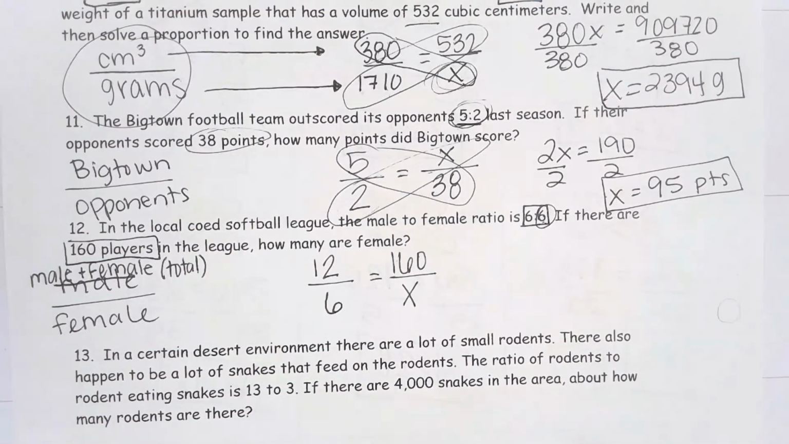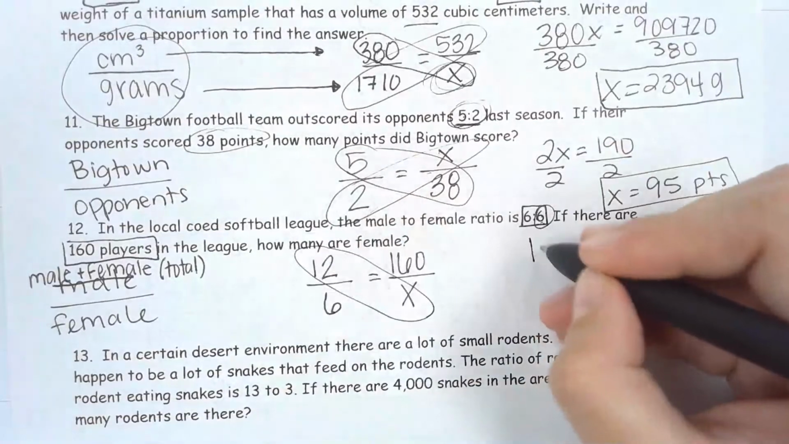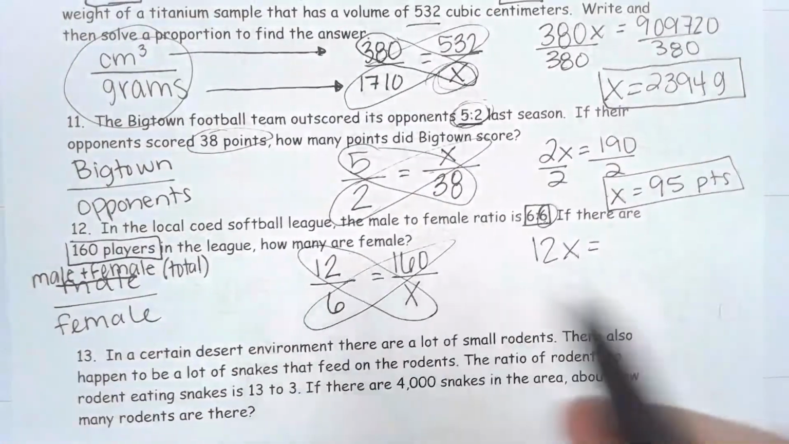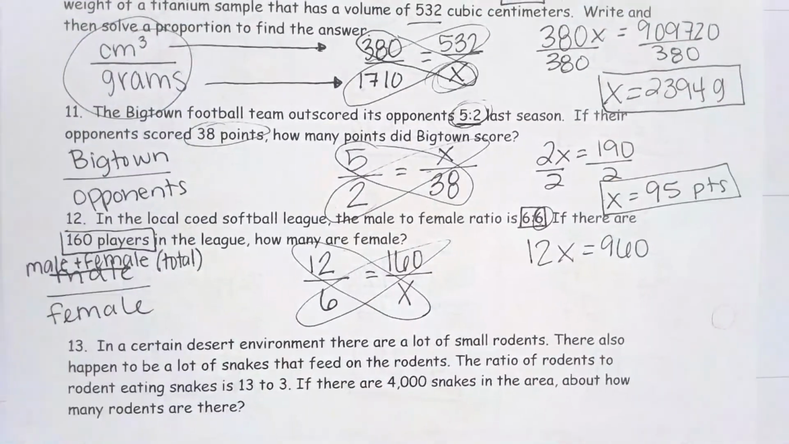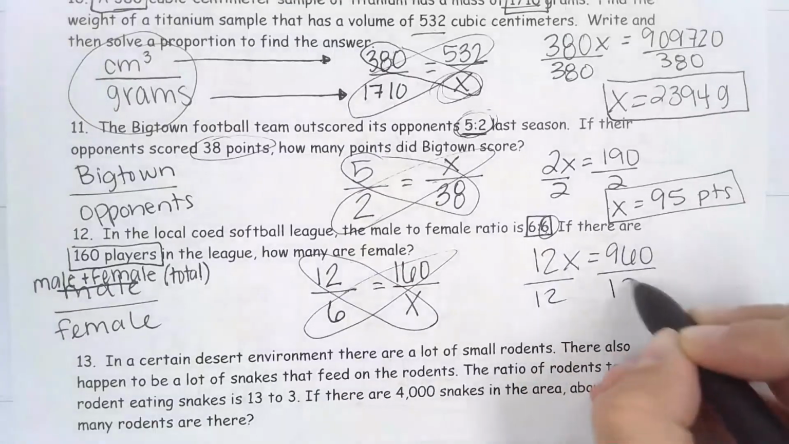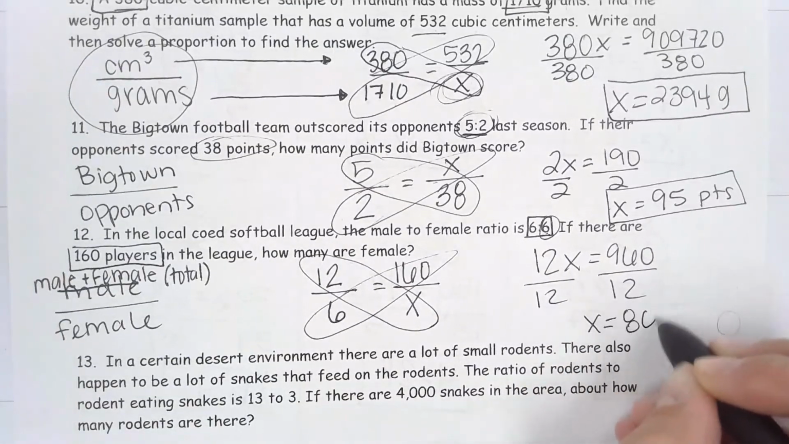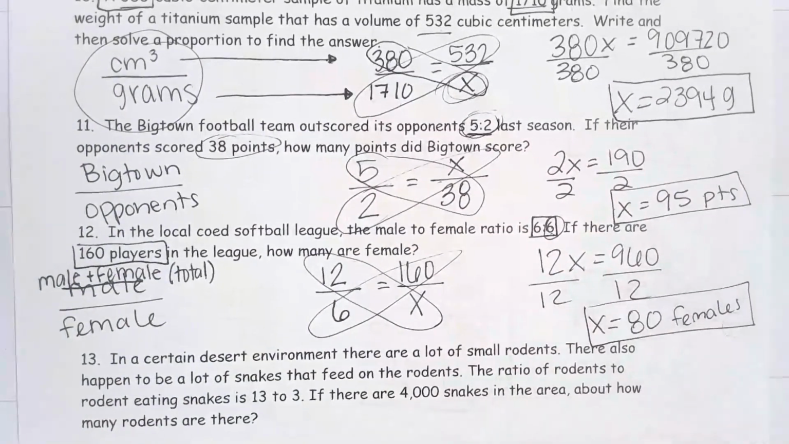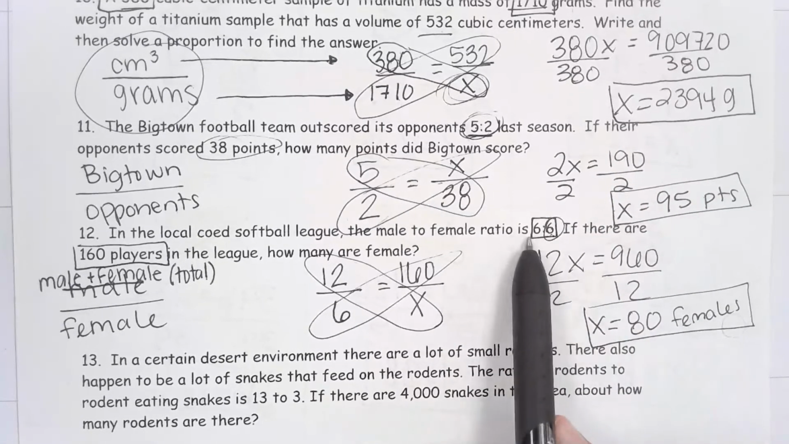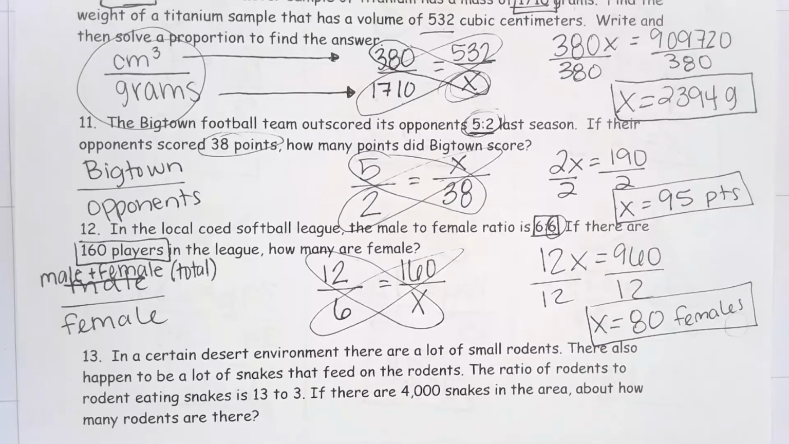So let's solve it. So 12 times x is 12x. 6 times 160 is 960. And then divide both sides by 12. And you should get 80 females. Another way to think about it is if you have a 6:6 ratio, that means that you have half male and half female. So if there's 160 players in the league, just take half of 160 and that will give you 80 female and 80 males.